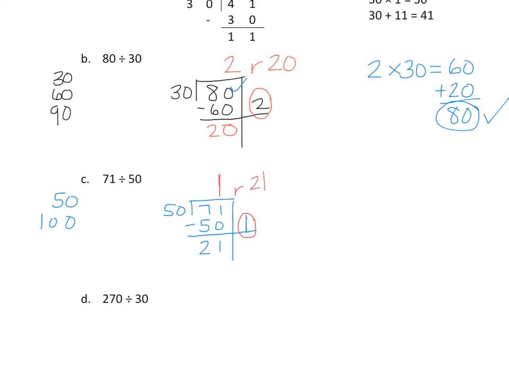Well, let's check our work. We're going to take the 1 in the quotient area and multiply it by the divisor. That's 1 times 50, which gives you 50. Then you add what's left over, the remainder, and you should hopefully get 71 as our check, and it matches the dividend. So that means our quotient 1 remainder 21 is correct.